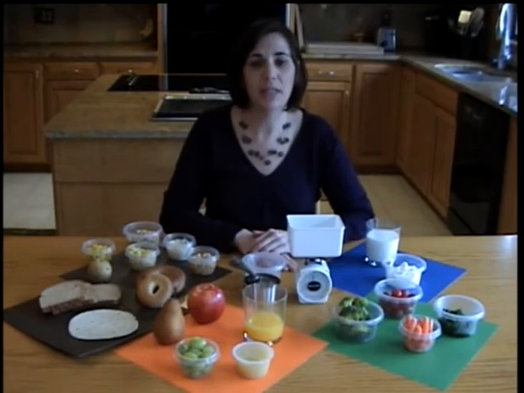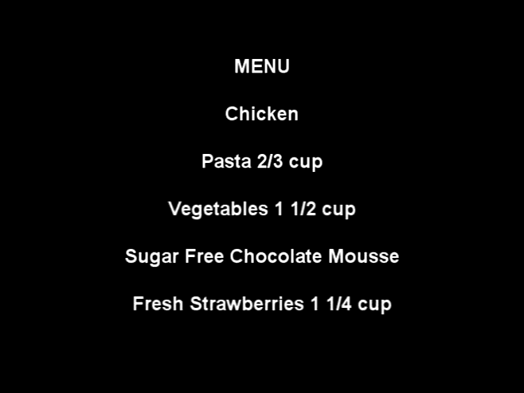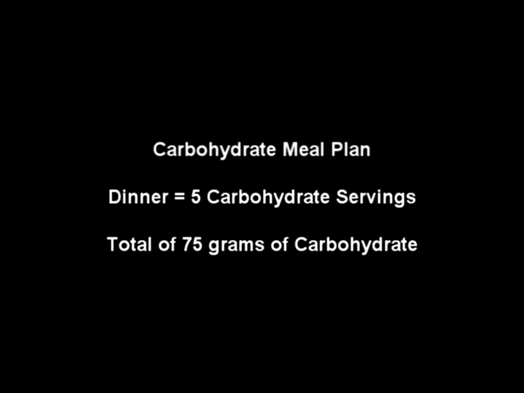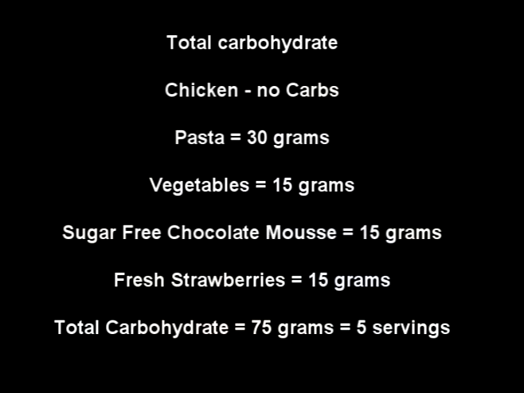Let's look at the dinner I'm putting together tonight and apply some of the information we've learned so far. Tonight's menu includes sautéed chicken with vegetables and pasta, and for dessert we're going to have a sugar-free dark chocolate mousse with some fresh strawberries. I know my mom's carb breakdown for dinner should be 5 servings of carbs or 75 grams. Let's see how the dinner plates up. If I've done my math right, I think we get 75 grams of carbohydrate.